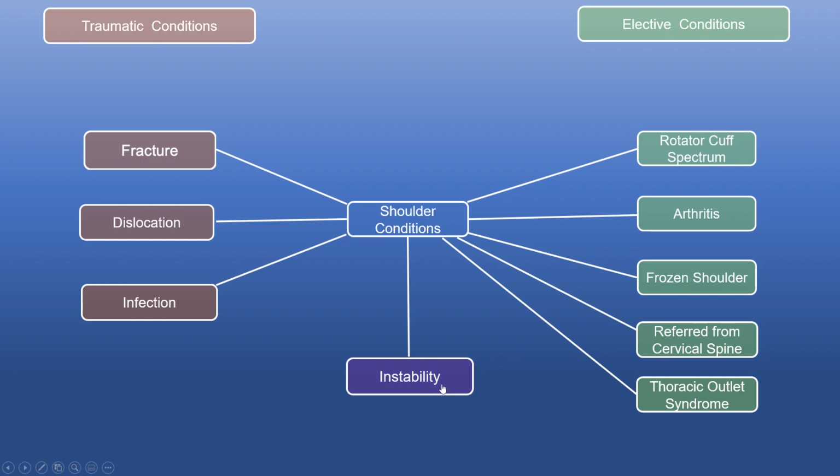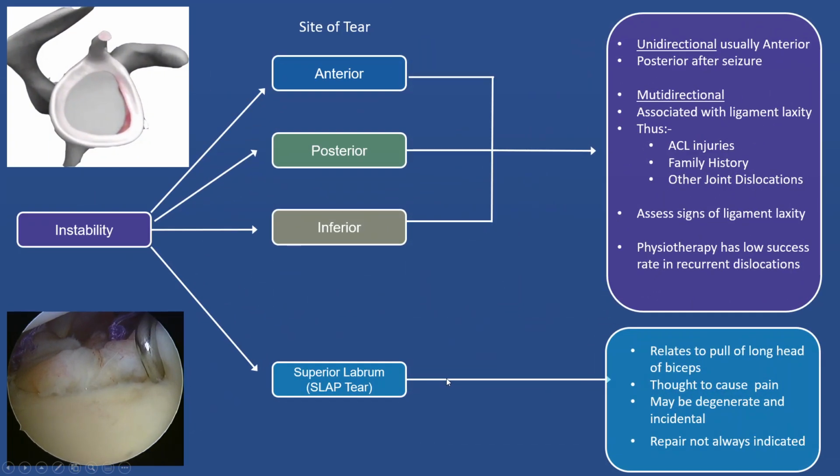Now, the mixed picture is really an instability picture. This is partially covered in the dislocations, but recurrent dislocations really become an elective scenario, i.e. acute traumatic dislocations which keep recurring become an elective scenario. They present to clinic with recurrent dislocations.